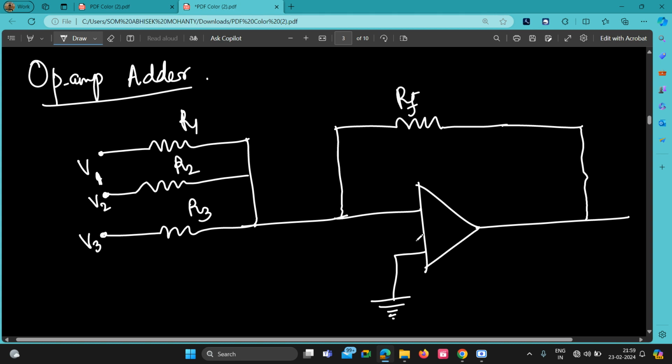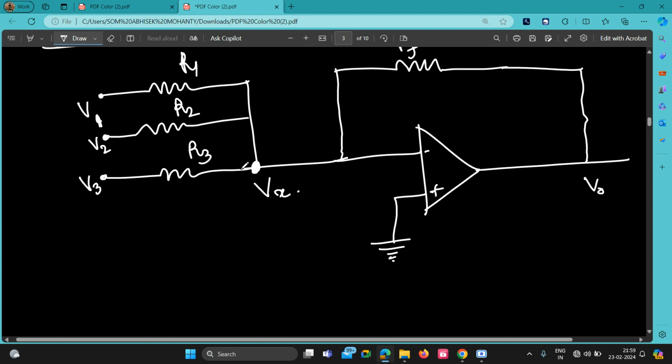So here if you see, this is your common potential for this, so I can take it as Vx, suppose. Okay, this is negative, positive, and this is the output. So if you see here, I can write three equations because three currents will be coming, right? So I can write Vx minus V1 by R1 plus Vx minus V2.